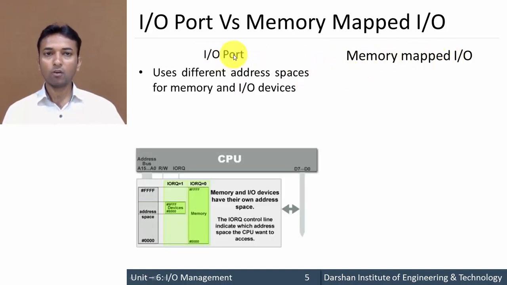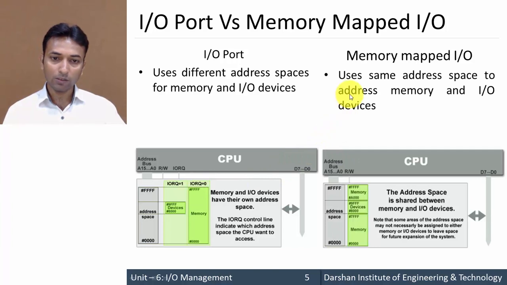If we consider I/O port, then it uses different address space for memory and I/O device. If we consider this figure, then here this one is the devices and this one is nothing but a memory. So in I/O port, the memory as well as the I/O, both of these use different address space. This address space is used by device and this address space is used by the memory. So both of them are using different address space.